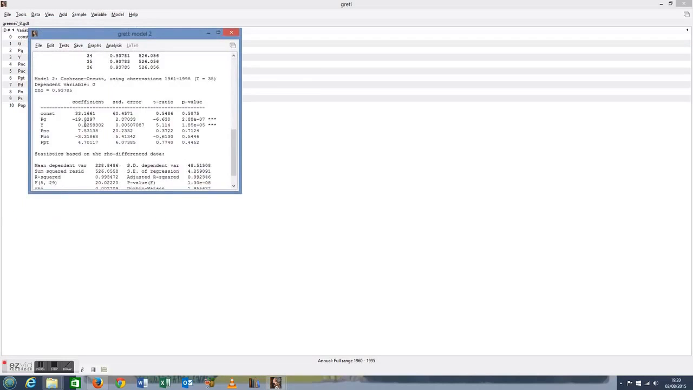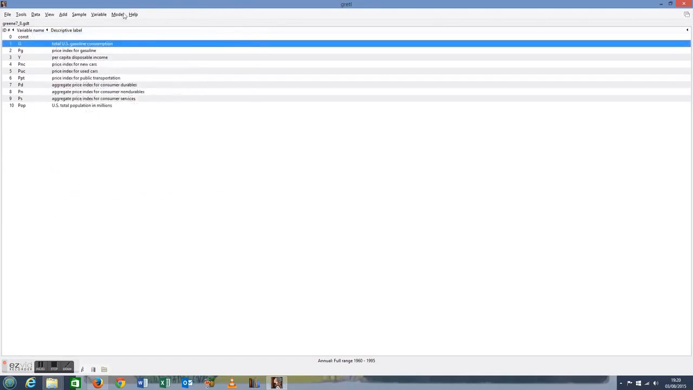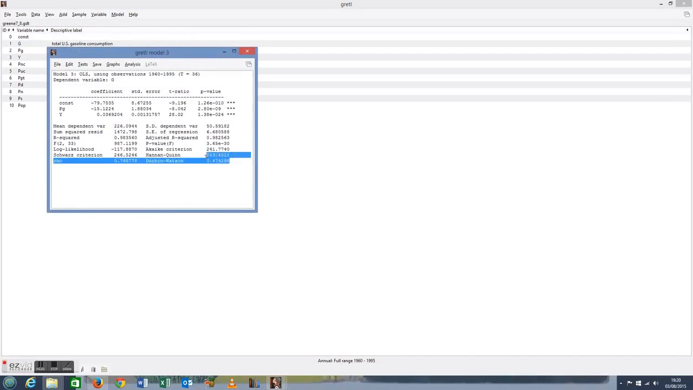Takes a few seconds there, but we can see we've got two significant variables now, price of gas and income, but the autocorrelation is gone. Notice the R squared is still pretty good. Let's do general to specific modelling. Let's get rid of everything that wasn't statistically significant, that's just the price of gas and income now.